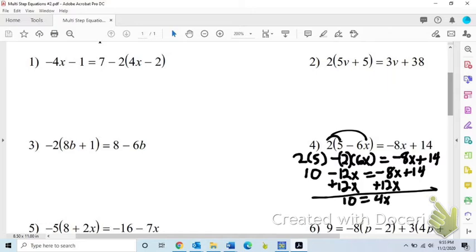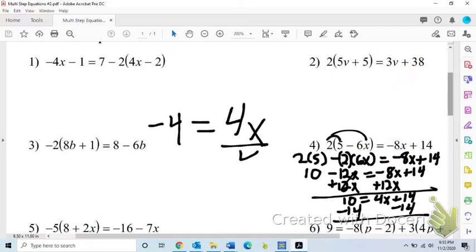So we have 10 equals 4x plus 14. So got to get rid of that 14. Remember, we work outside in. So we go negative 14. That gives us negative 4 equals 4x. Divide both sides by 4. And we get negative 1 equals x.